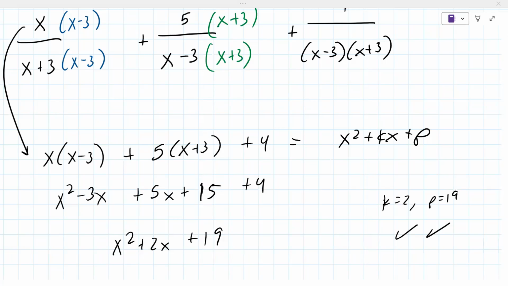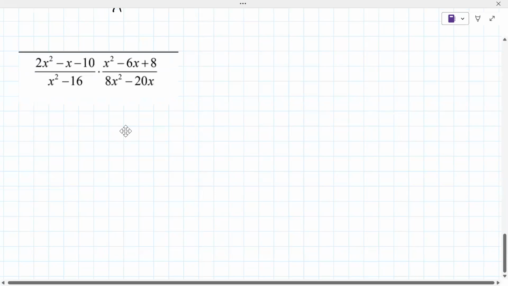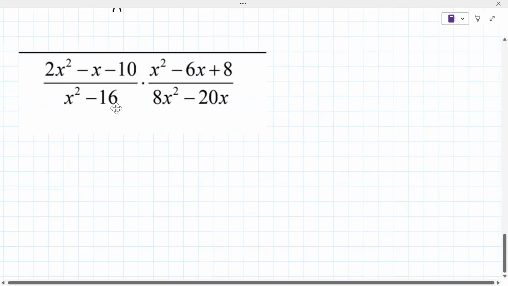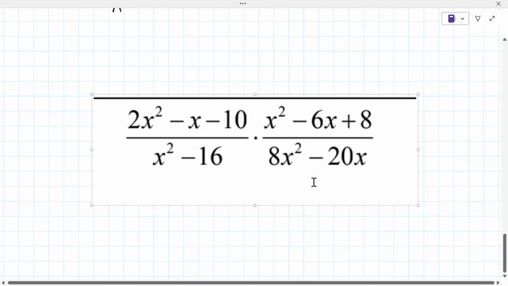Dividing is really the same as multiplying. Just flip it. You do have to factor everything. One of the things I recommend doing is trying to factor above and below, above and below. These get really, really bad.